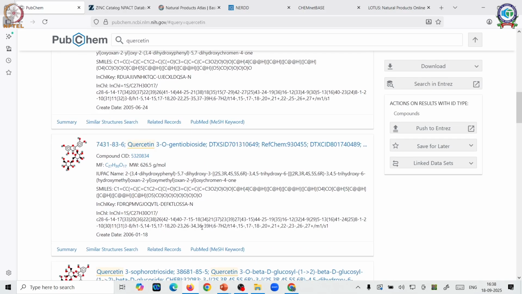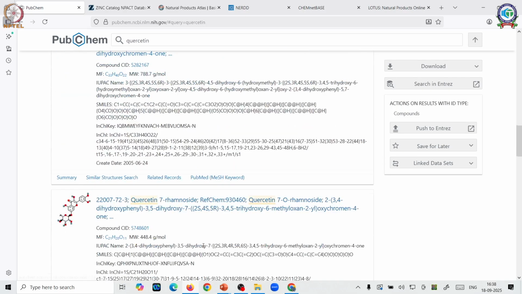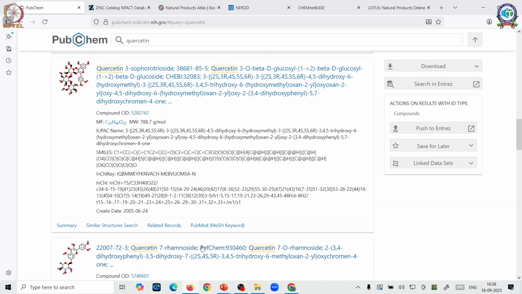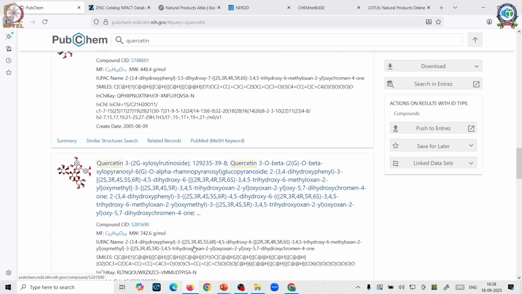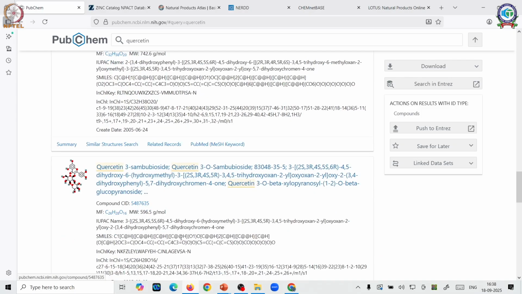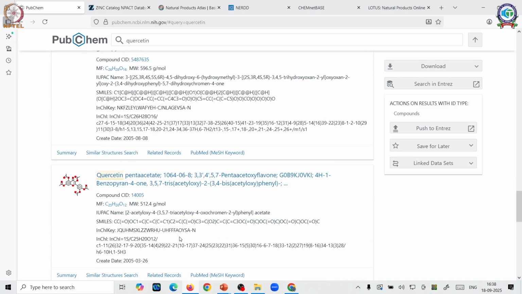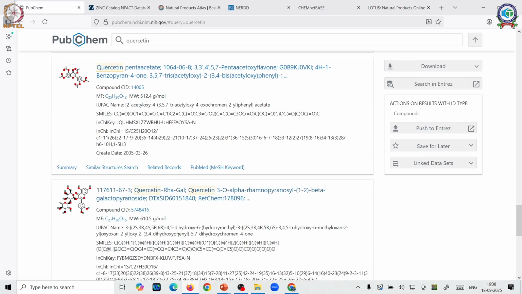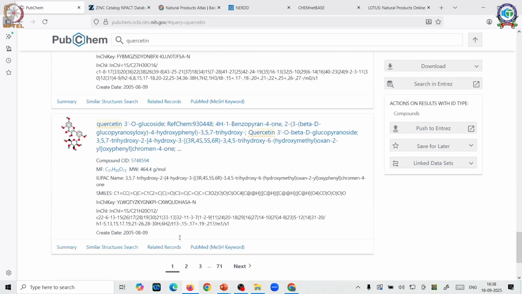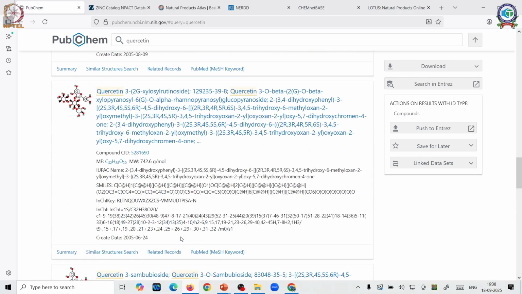Gentiobioside, sophoroside. You can see here the list is enormous, almost 701. In many cases you might even come across dimers of quercetin. So it will just take this query as one search, and where it finds a very similar structure, it will return all such similar structures. So this is a very elaborate list.